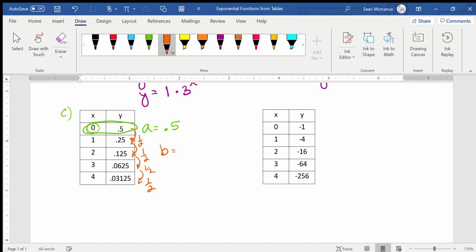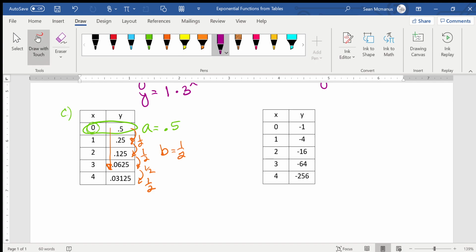So there are some problems on Delta Math, that's why I picked this, where it starts with a decimal and then it's getting smaller. So one thing we didn't really talk about, which we should, if it's getting smaller as the y goes down the table, as x gets larger, if the y gets smaller, that means the b is going to be less than 1. And we're going to talk about this a little bit more in the next video, but for right now we're just looking to see how does it change. So b is going down, it's going down by a half, so the b is a half.